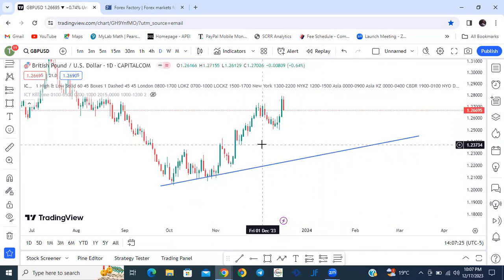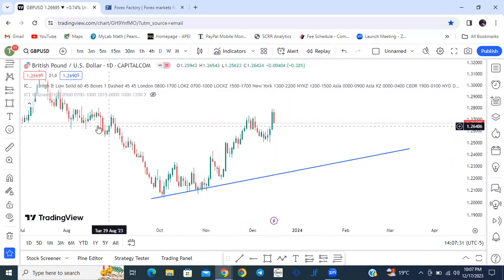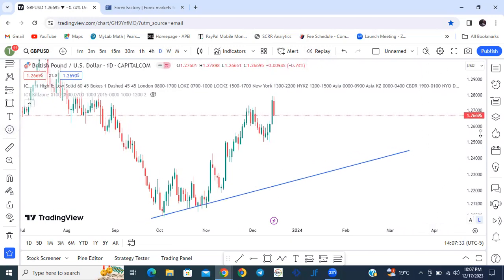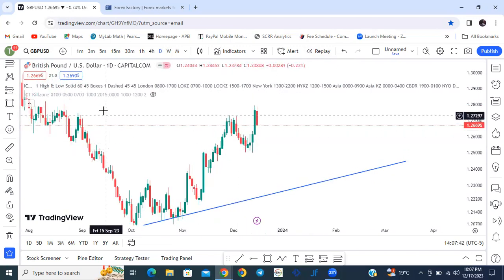We can work with the lower one. So you can see this daily candle closed as a very strong sell candle, almost a marubozu, because we have a very small wick on the bottom and a small wick at the top.